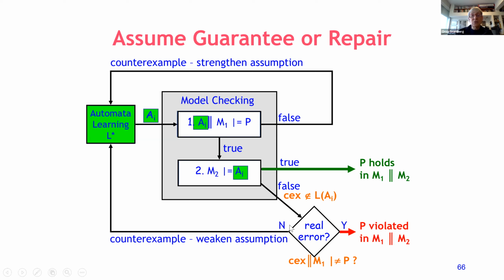If it is not real, then we go back and we learn a new assumption, A i plus 1. The same here: if this premise doesn't hold, then we go back to change the assumption using the automata learning L-star. If, on the other hand, the counterexample is not spurious, so we found a real bug, we add a component of repair. This is our new addition that was not part of assume guarantee before.